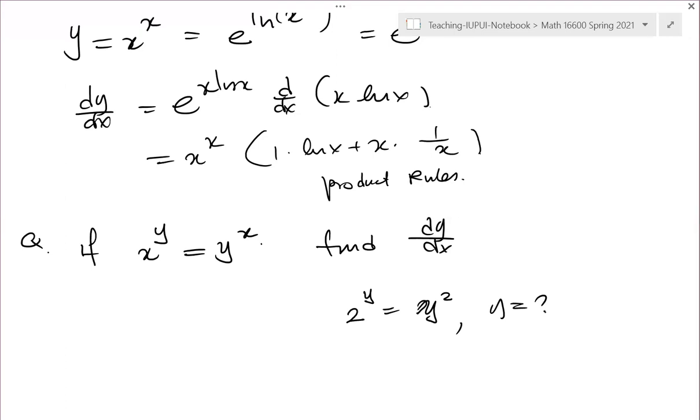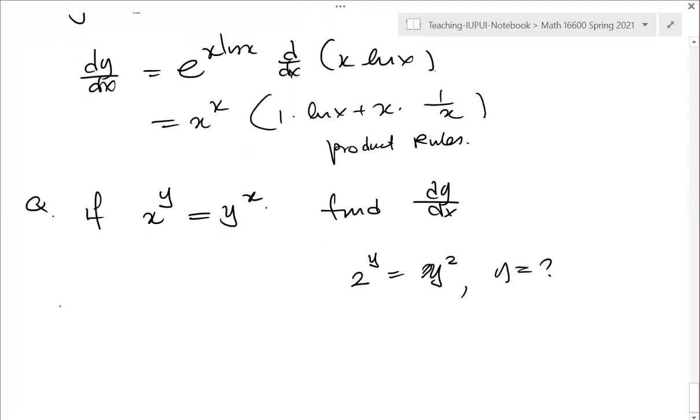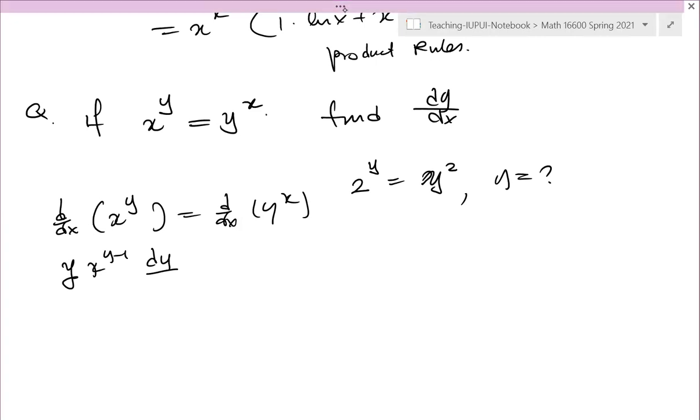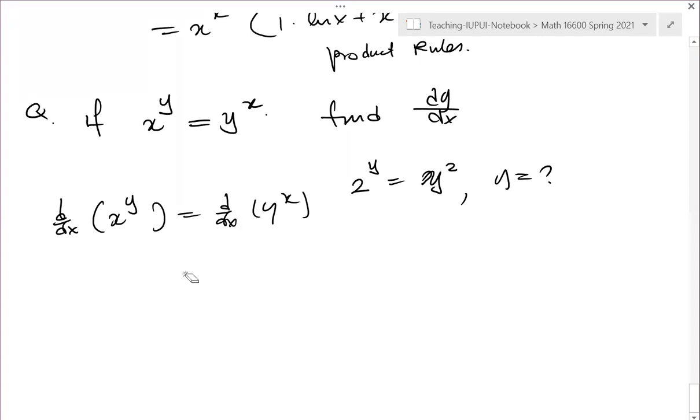How can you find the derivative? Just chain rule. So take the derivative of this with respect to x. We use the power rule on the left-hand side. That would be y times x to the y minus 1, and the derivative of, no, we cannot use this. Think about that. y is a function of x.